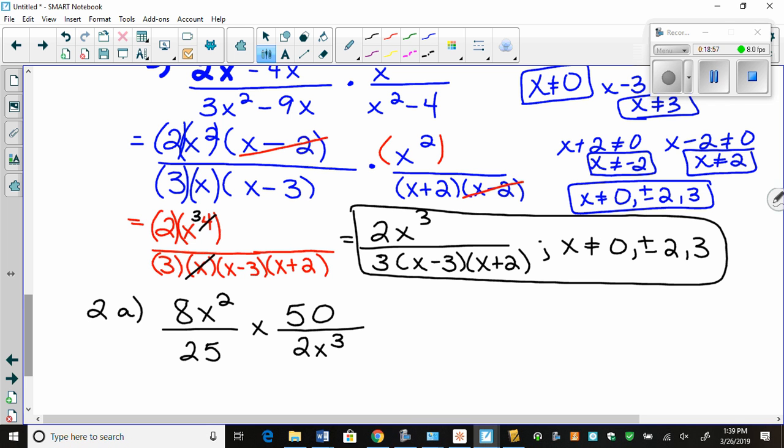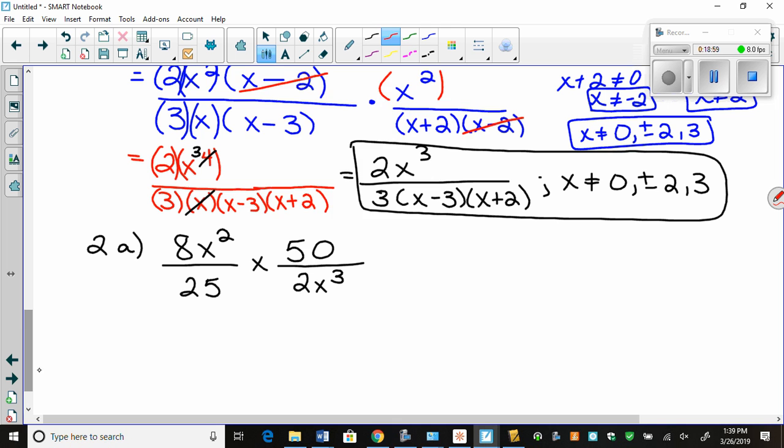So remember, all of these can be in their own brackets because there's no plus or minus signs, right? So I have an 8, I have an x squared, I have a 25, I have a 50, I have a 2, I have an x cubed. The only thing I have in the denominator for a variable is x cubed. And if I have an x squared, an x cubed, an x to the 4th, all of them by themselves, what's my non-permissible value? If I have an x cubed by itself or an x to the 4th or an x to the 100 by itself, x cannot equal 0.